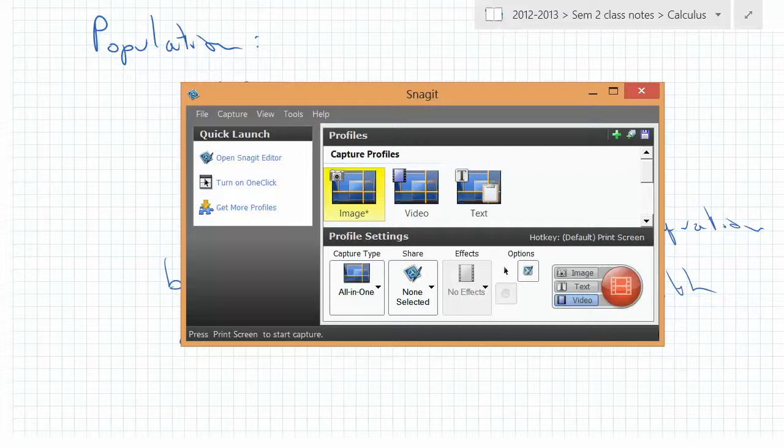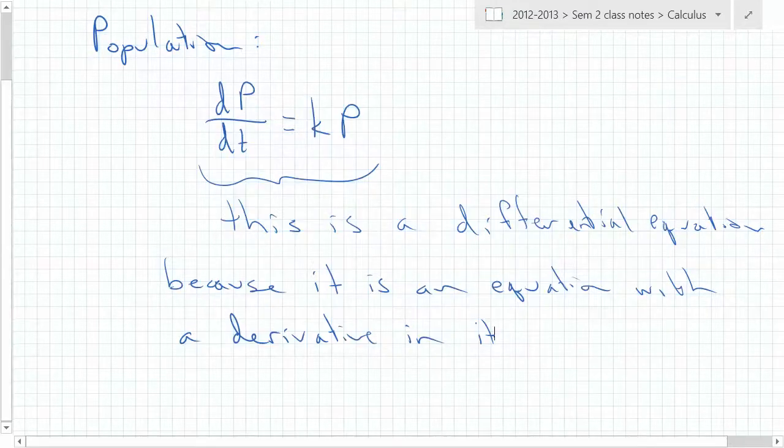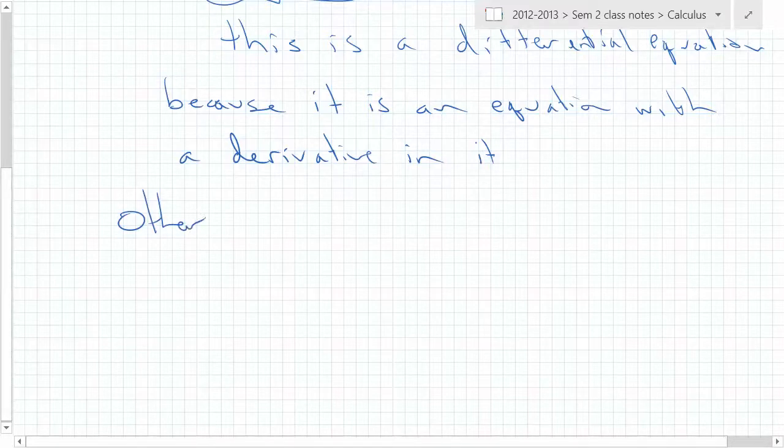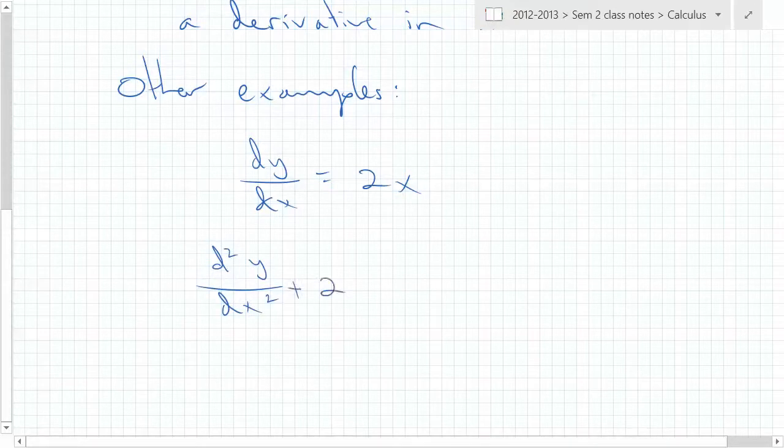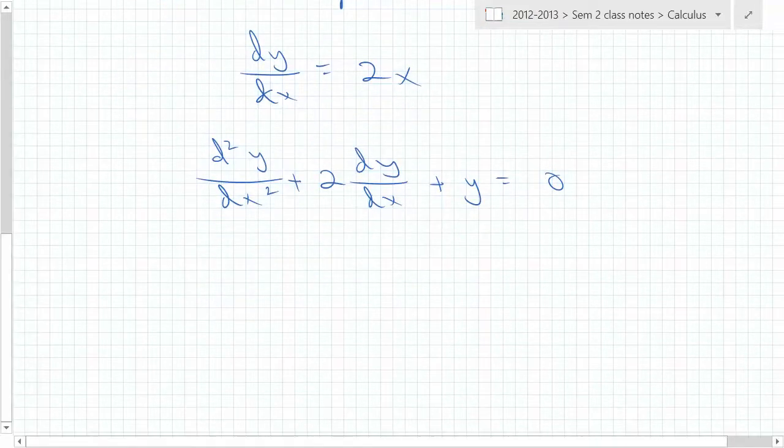Other examples could be dy/dx equals 2x, or d squared y/dx squared plus 2 dy/dx plus y equals 0, or y double prime squared plus x squared y equals y prime. These are all examples of differential equations.